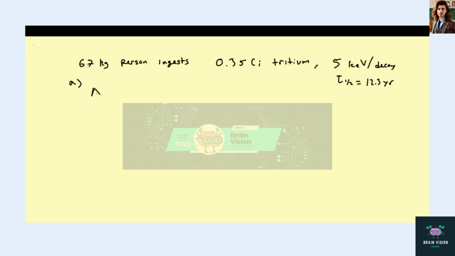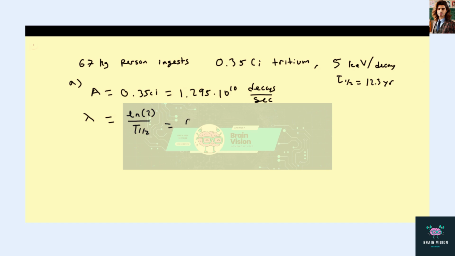So we know that initially, the activity is 0.35 curies, or equivalently 1.295 times 10 to the 10 decays per second. Now we can calculate the decay constant by taking the natural log of 2 and dividing by the half-life, which is given. This comes out to a value of 0.1788 times 10 to the minus 8 inverse seconds.